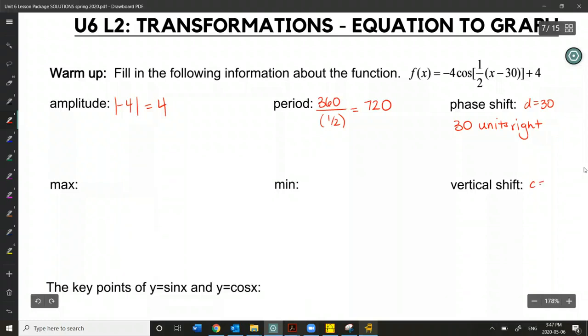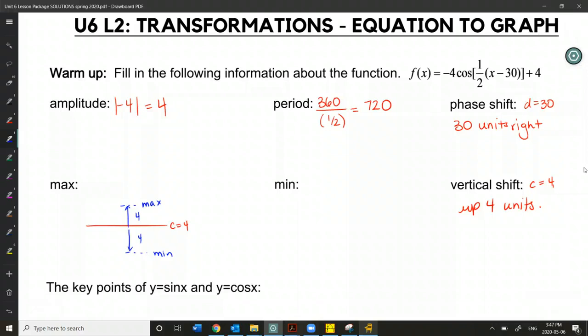And I'll fill out vertical shift here. That's going to be up 4 units. And then yesterday we talked about locating our C value or our midline and counting up and down from that the amplitude in order to find the max and min. So if I count up the amplitude from the C value, I should hit my max. And if I count down the amplitude from my C value, I should hit my min. So if I go up 4 units from the C value, which is 4, I should hit 8. And if I go down 4 units from 4, I should actually hit 0. So that should be your max and min here.